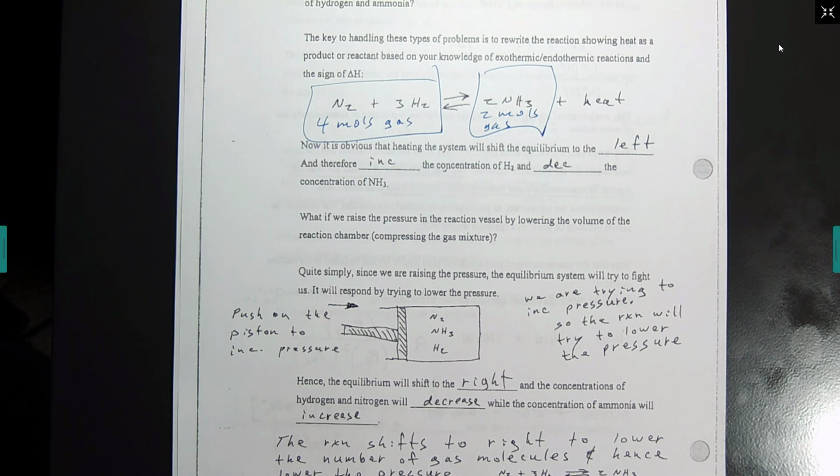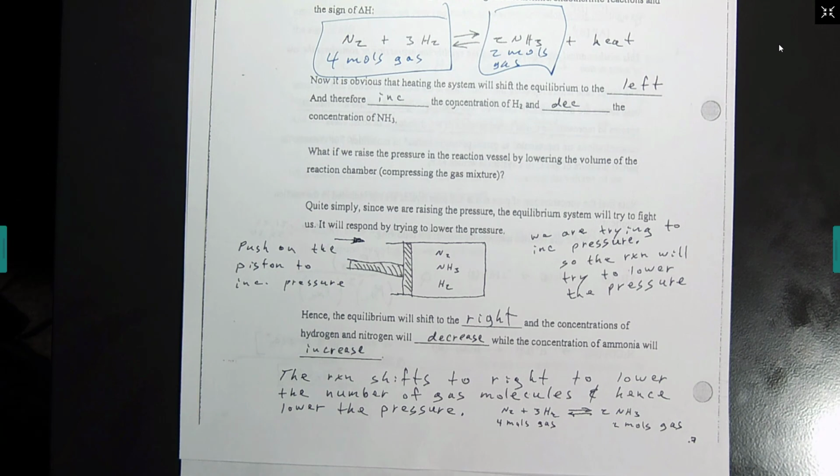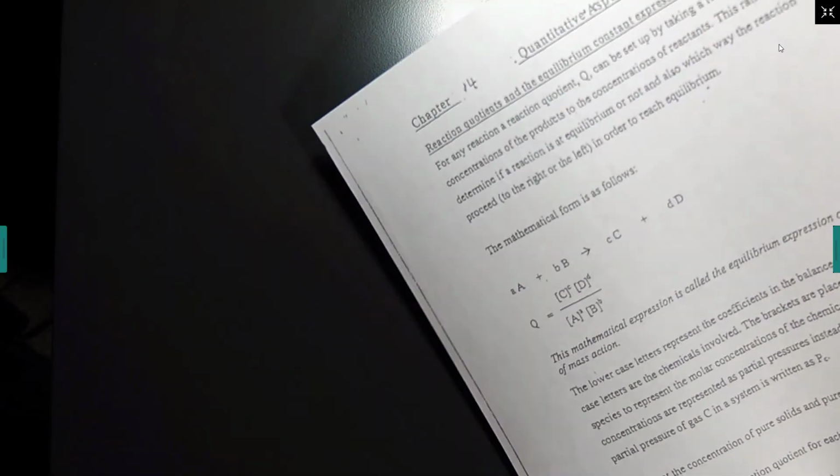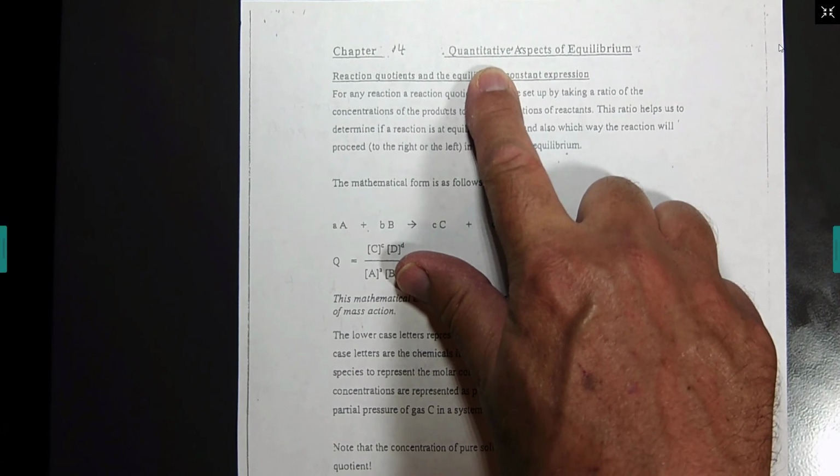So anyway, that's Le Chatelier's principle. That's the first part of equilibrium, the qualitative part. My next video, I'll continue on with this packet of notes, and we'll be talking about the quantitative stuff, where you start doing some heavy number crunching.